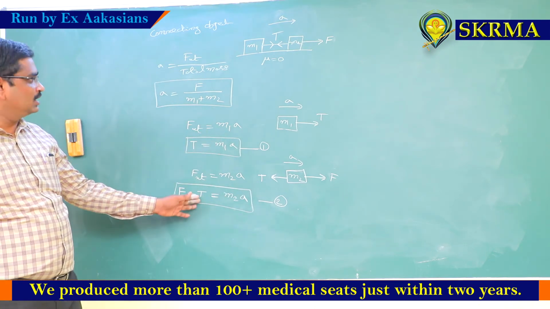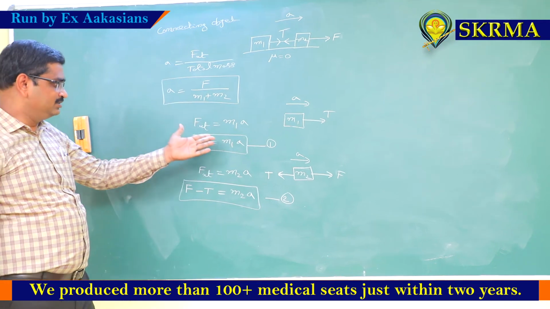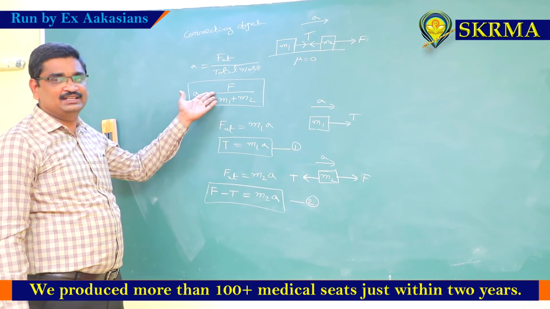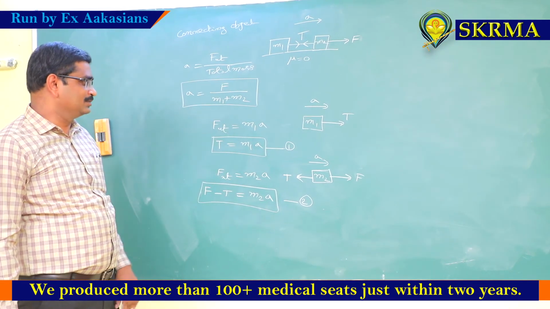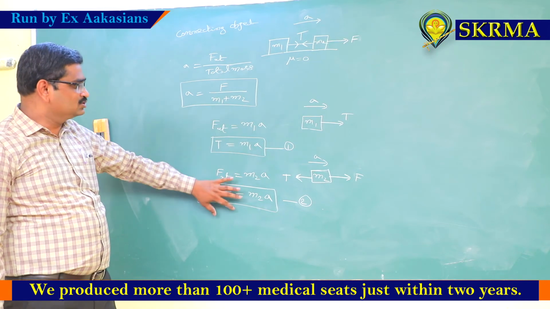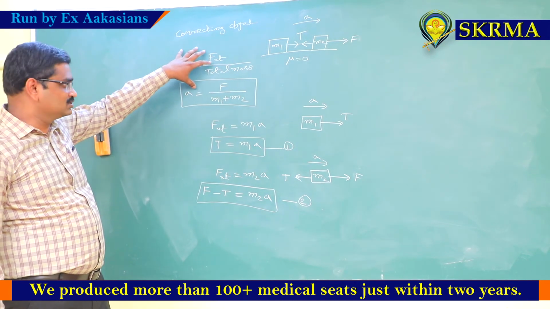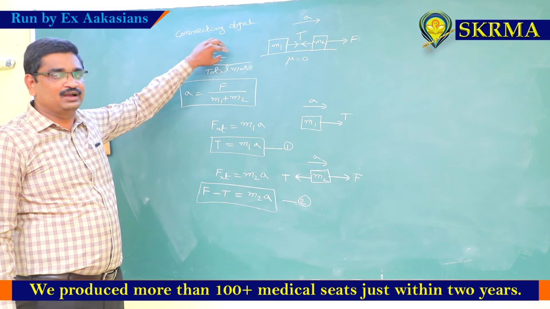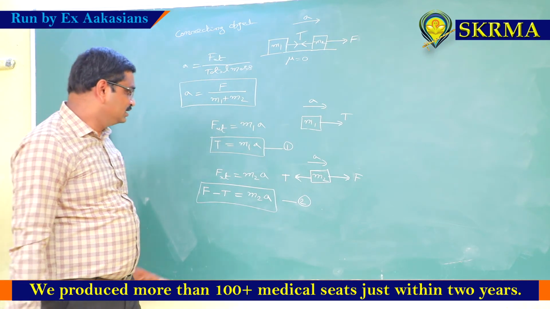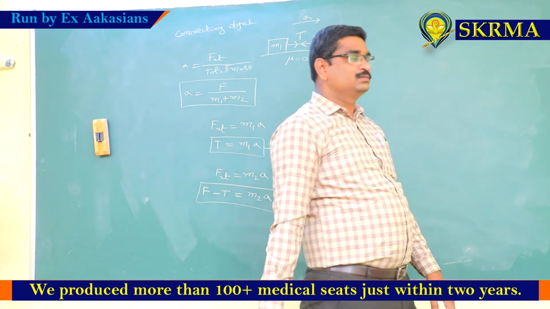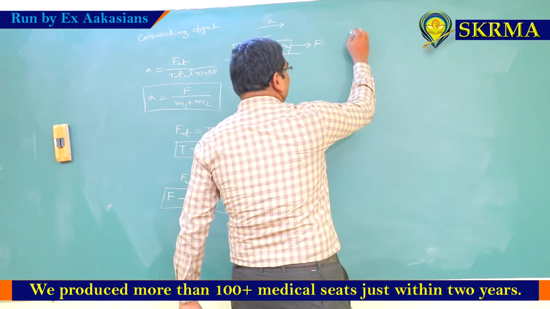Just add these two and you will get the same equation. If you add 1 and 2, then you will get acceleration as F by m1 plus m2. So without solving these two equations, I am writing it directly also. Acceleration is total or net force by total mass. Now solve for tension. To solve for tension, use equation 1.